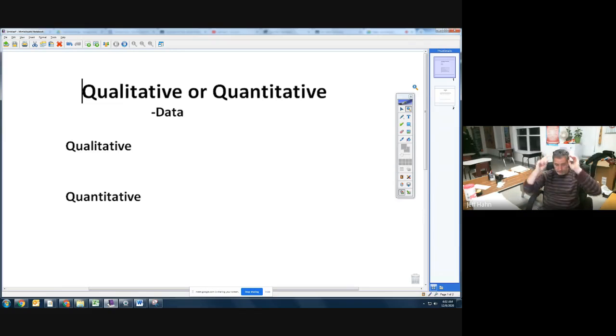It's about data, and data just simply means information, collecting information, getting information, just information. That's what data is. And you just simply need to write this down. We have two different types of information that we can collect. One of them is qualitative, and that comes from the word quality. You can see it there, quality.